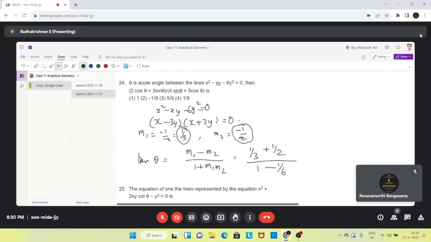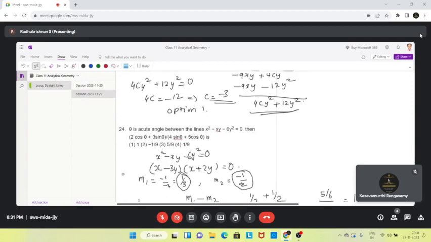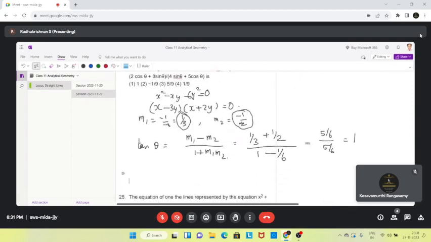I'm simply substituting m1 equal to 1 by 3 and m2 equal to minus 1 by 2. So we got tan theta equal to 1. What is theta? Theta is an acute angle. It is given that theta is an acute angle. So tan theta equal to 1, so theta equal to 45 degrees or pi by 4.